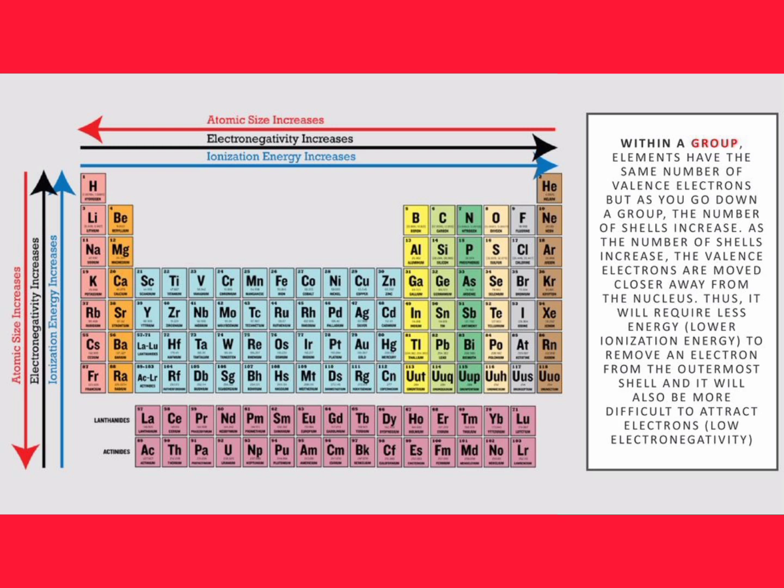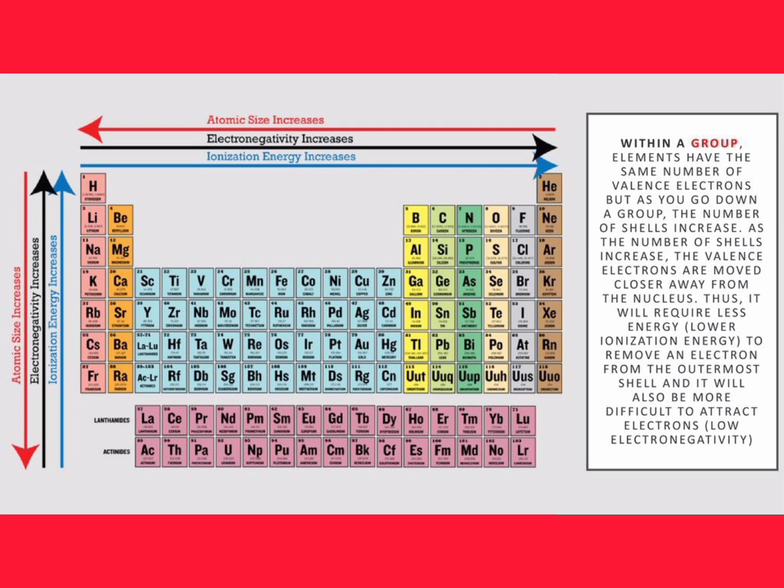Children, as we go down a group in the periodic table, elements have the same number of valence electrons, but the number of shells increases. As the number of shells increases, the valence electrons move farther away from the nucleus. Thus, it requires less energy to remove an electron from the outermost shell. The energy required to remove an electron from the outermost shell is called ionization energy. So, the ionization energy decreases as we go down the group.